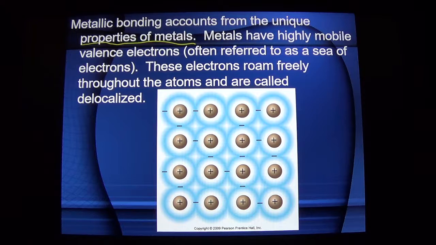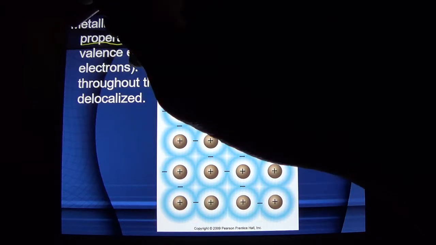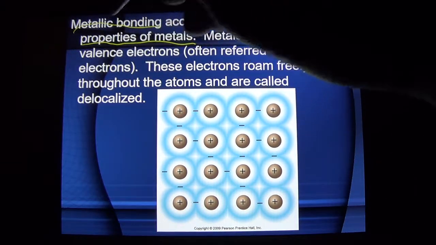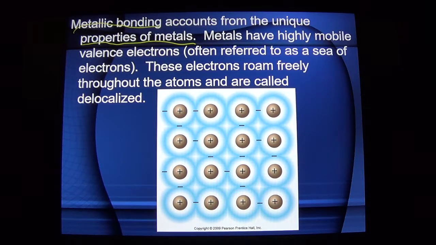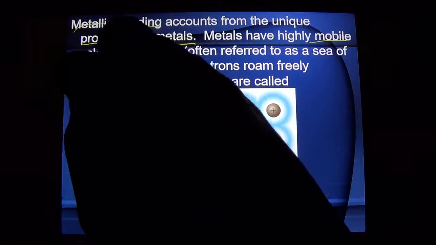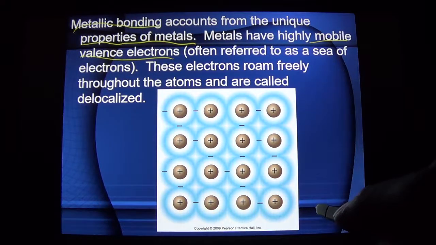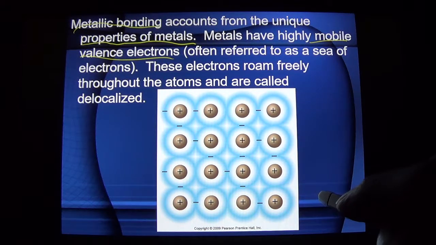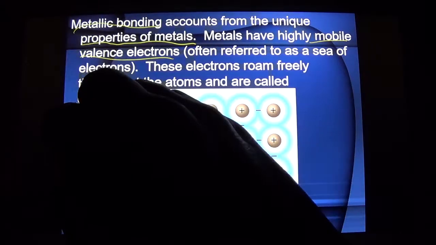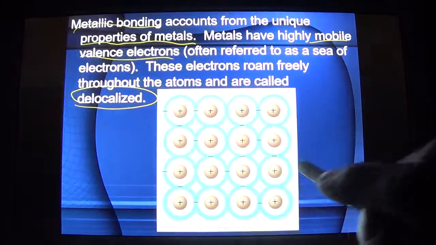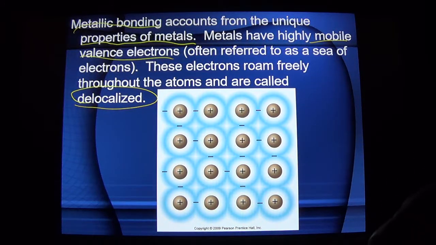Why does that particular set of characteristics seem to be common to all metals? Well, it is literally metallic bonding that gives metals the properties we expect from them. So, metallic bonding is highly mobile valence electrons. In fact, we have a fancy word for this, delocalized. Okay, because if you're local, you like stay nearby. Well, these are delocalized, so they go out.